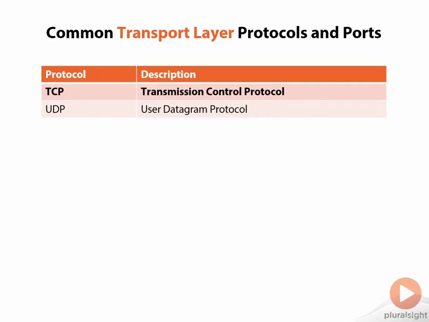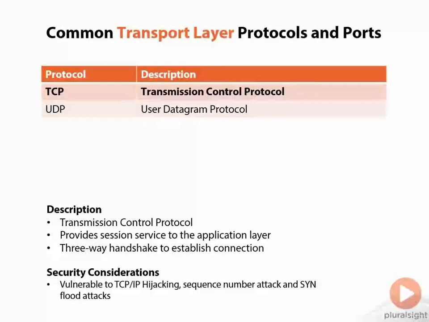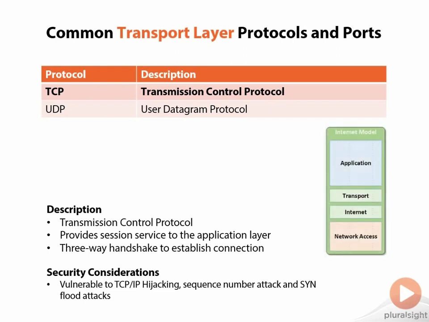Okay, let's move on to the transport layer protocols and ports. And I want to talk about TCP and UDP. TCP, or Transmission Control Protocol, we talked about previously. It provides session service to the application layer. Again, recall there are 4 layers to the internet model: application, transport, internet, and then network.